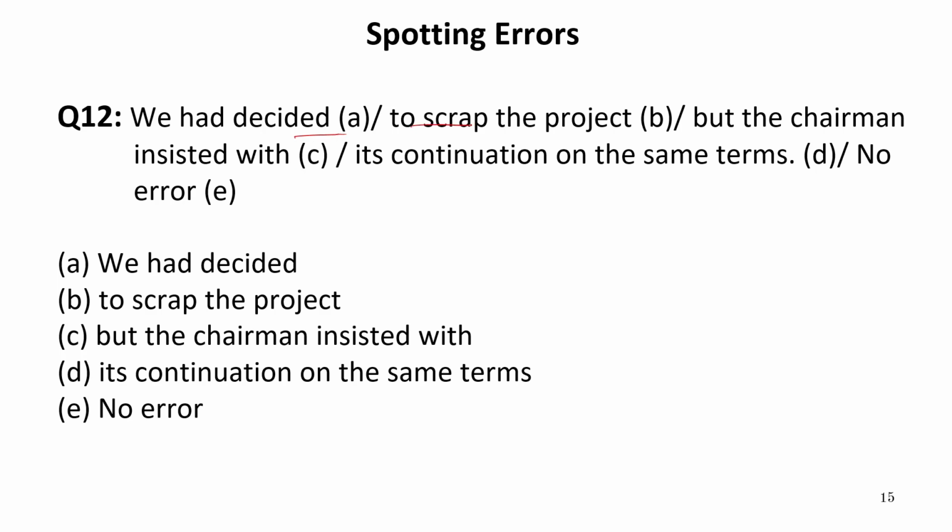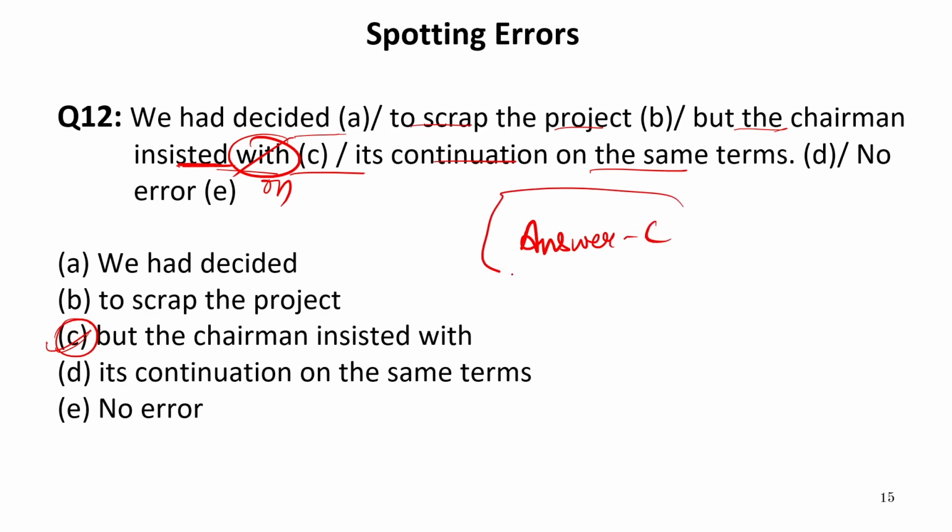We had decided to scrap the project, but the chairman insisted with its continuation on the same terms. Now insisted is a verb which is always followed by on. Therefore, the error is in part C. This with should be replaced with on. So our answer is C.